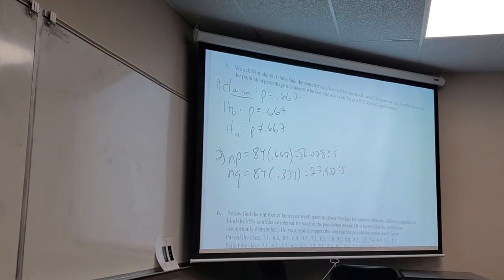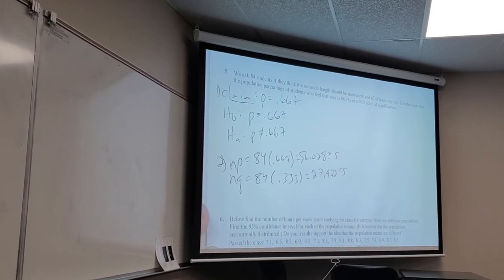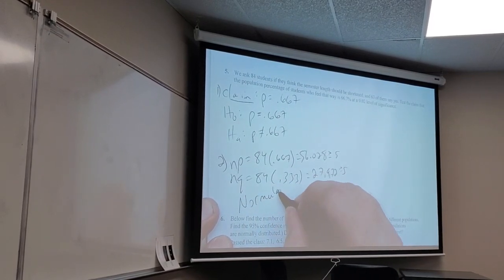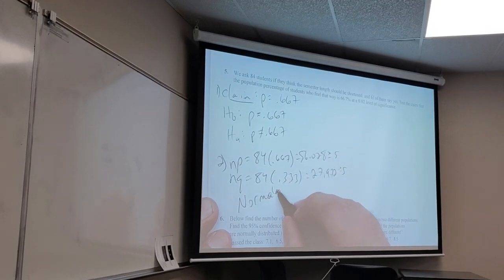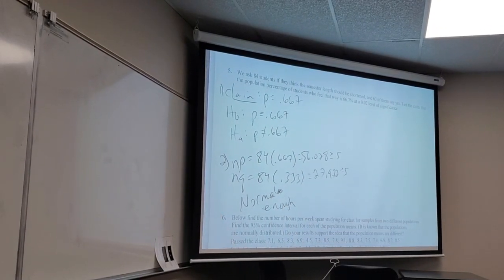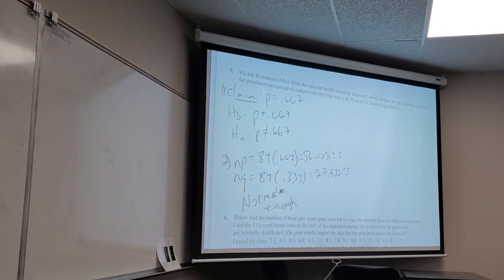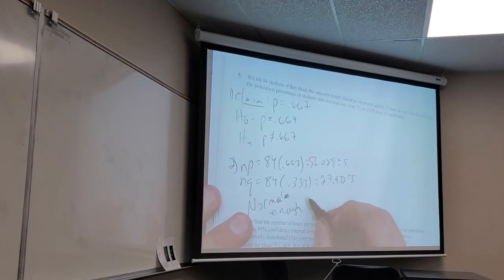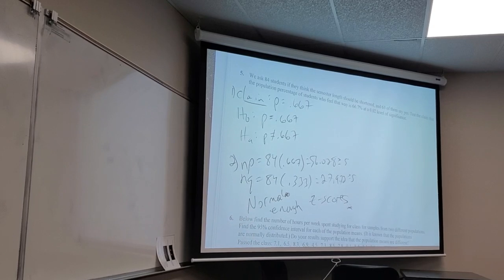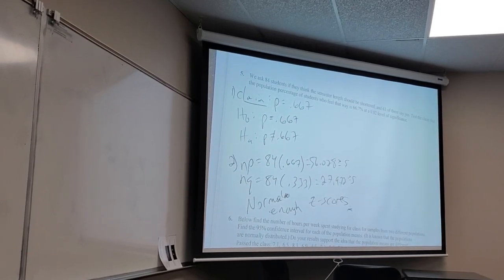So what's all that mean? Normal enough. Which means what? You could use a normal distribution. Which means I'm allowed to use z-scores. Good. What if it wasn't normal enough? Can't do it. Can't do it. There it is. So it's z or nothing. Percentage problems are z or nothing.